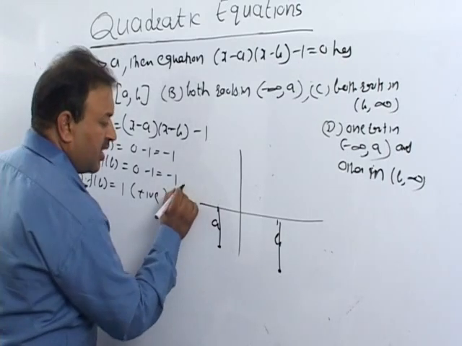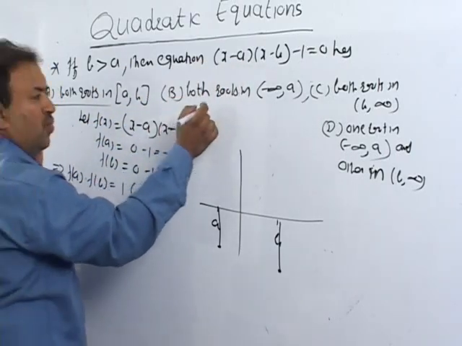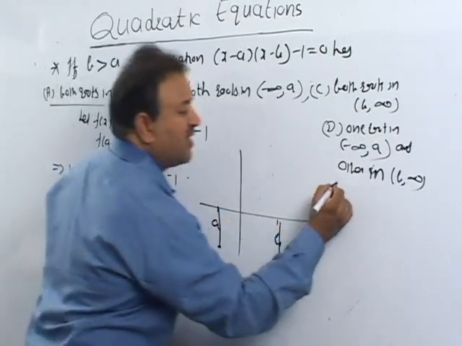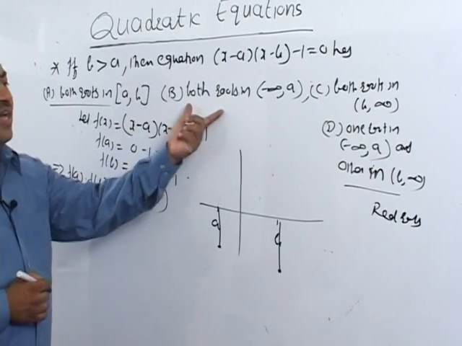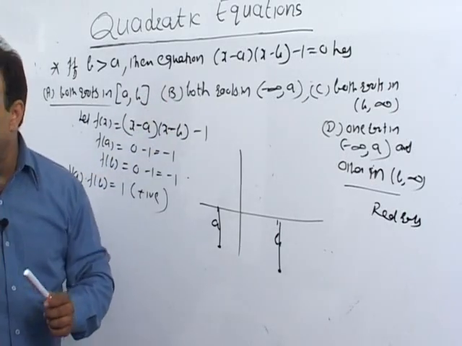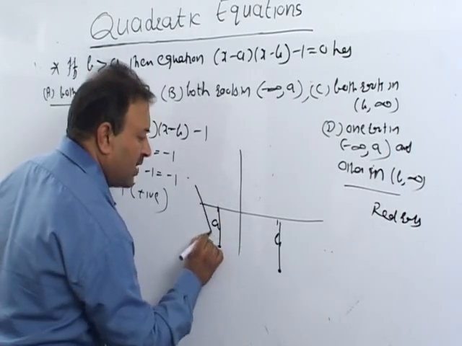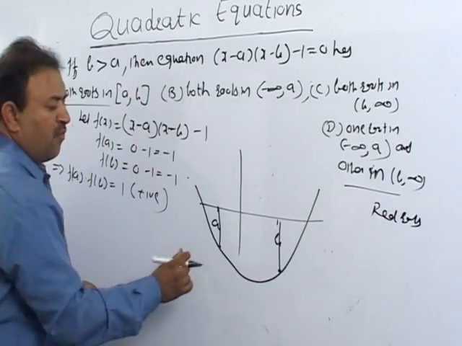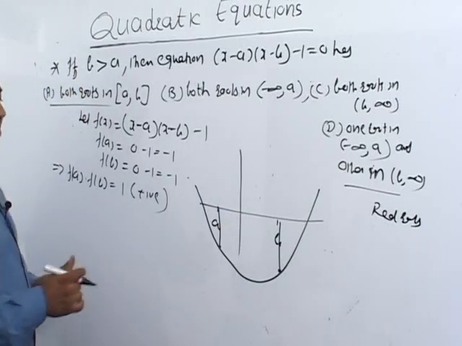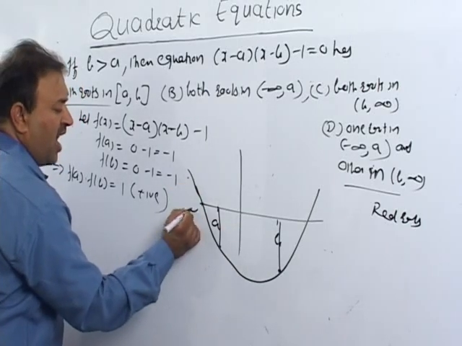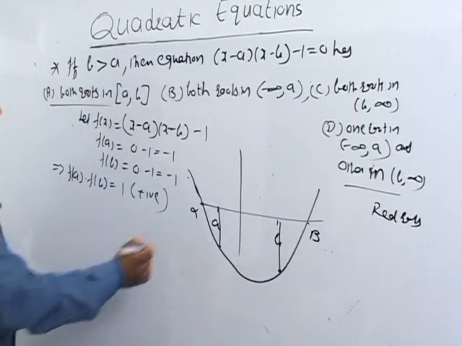Since we have clearly been given that this equation has roots, it clearly indicates that we have real roots. Real roots means this curve must be passing through 2 points. That means this curve will be something like this. Between FA and FB it never cuts the x-axis. So we can say f of alpha is one root, f of beta is another root. So these are the roots.